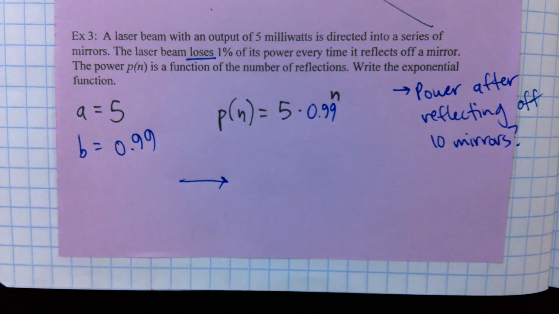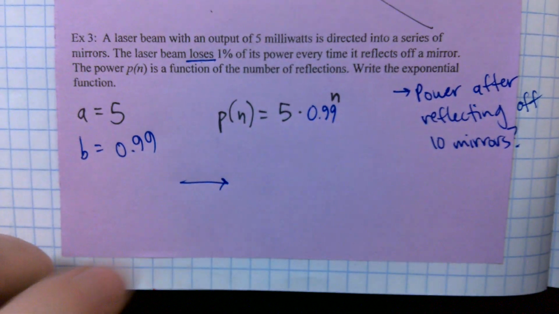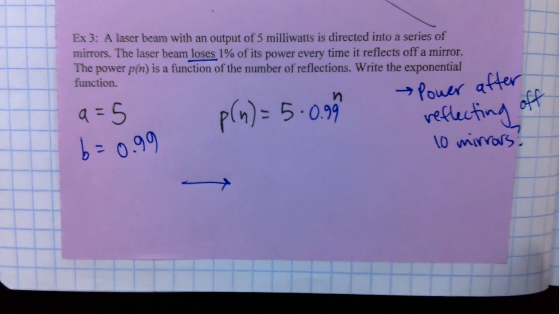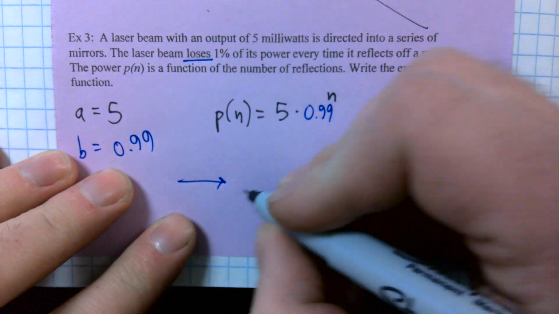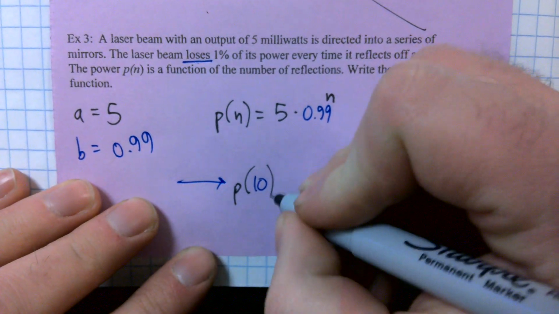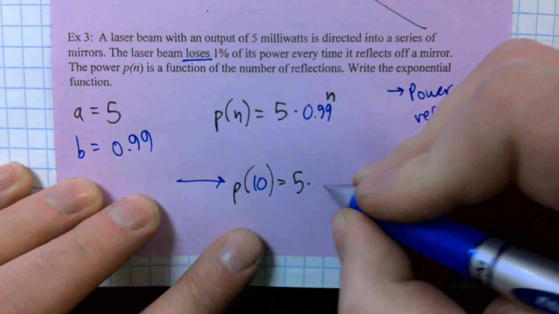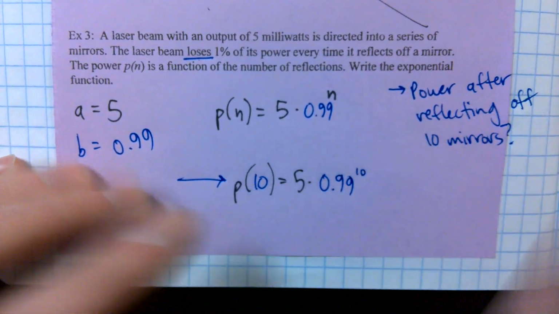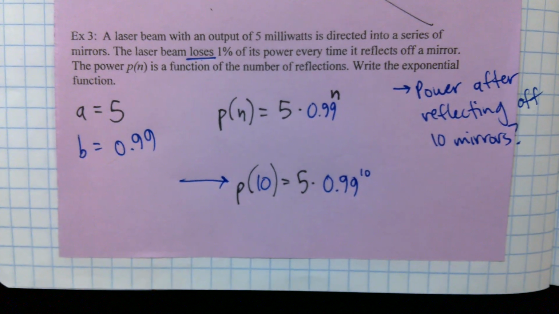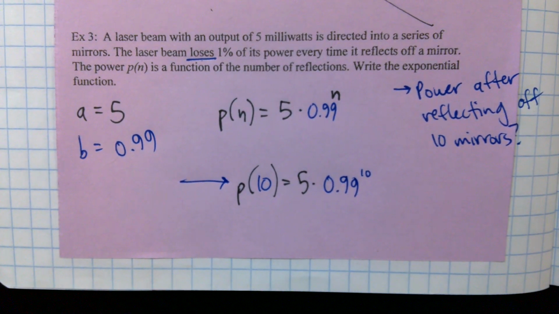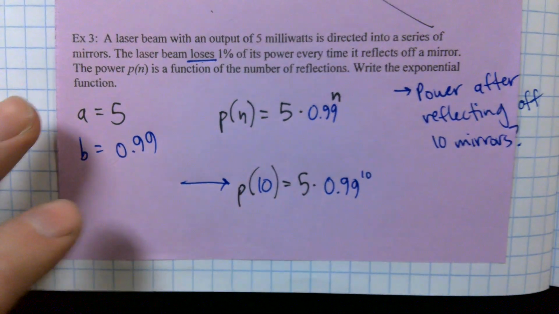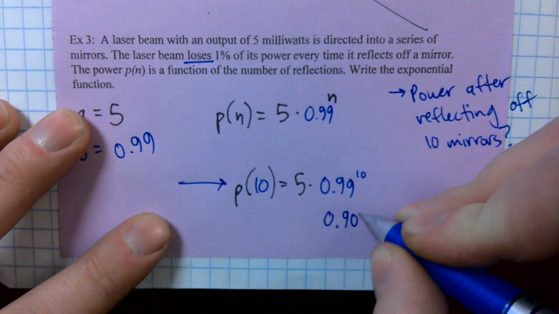Okay, let's see. What are we actually going to do if we want to solve this? We're going to take that 10 and we're going to put it where? In place of what? N. So P of 10 is equal to 5 times 0.99 to the power of 10. Well, what's 0.99 raised to the 10th power? 0.904, we'll call it. 0.904.